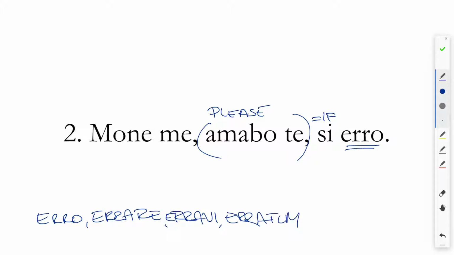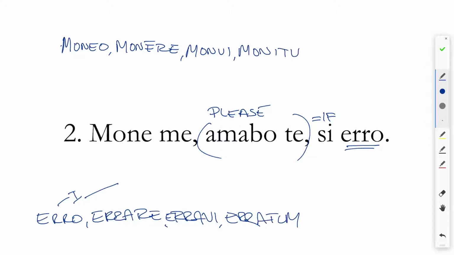I encourage you, memorize all four principal parts. And the first principal part always means I blank. In this case, it means I err. Mone is a different part of speech. It comes from the Latin word moneo, monere, monui, monitum. And for any Latin verb, if you take off from the second principal part this re, what's left is the imperative, the command, the warning, the order. Advise in this case. Advise, the singular imperative of the present tense. Advise me, please, if I err, if I make a mistake.